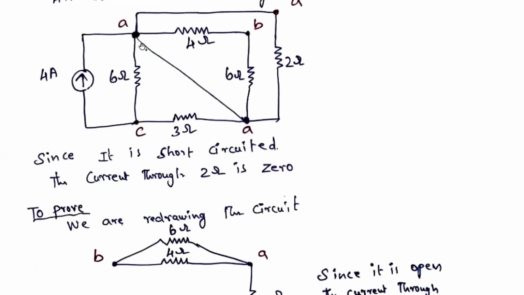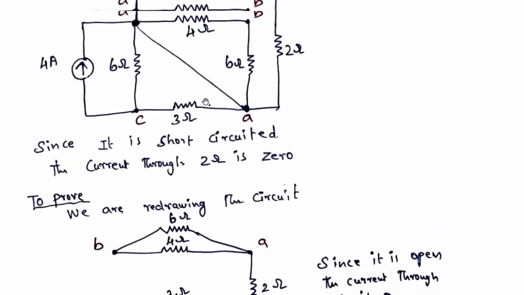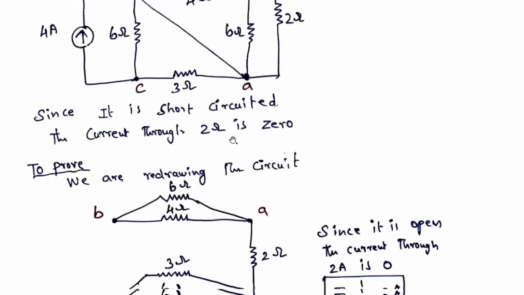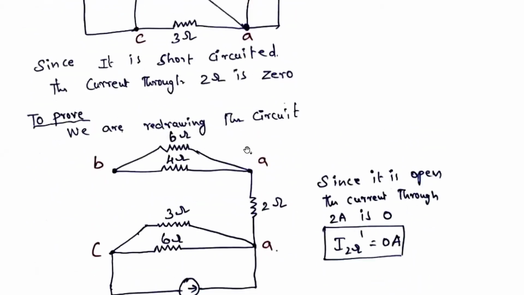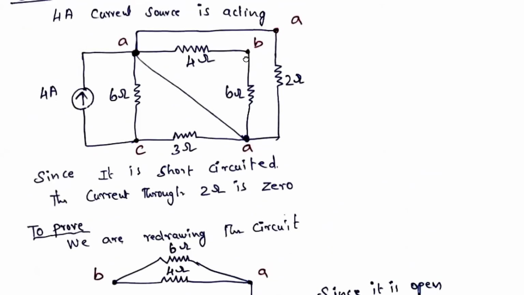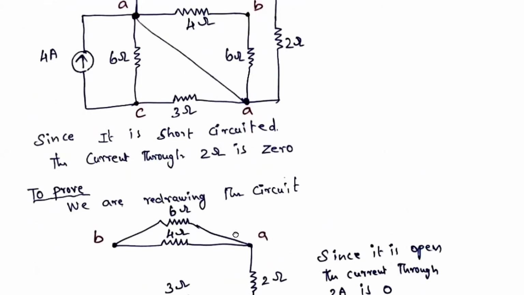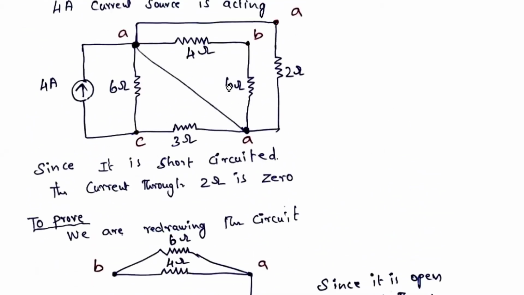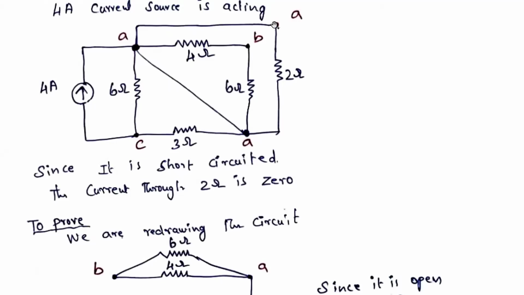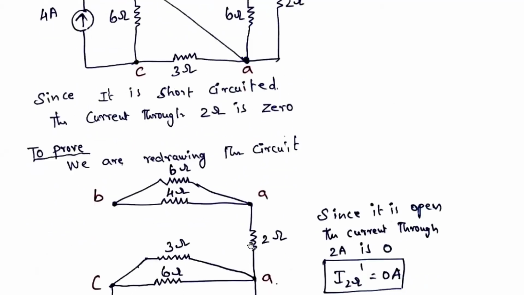So since it is short circuited, the current to 2 ohms is 0. Again, by marking the points, I am redrawing the circuit. Between A and B, you see, 4 ohms is there. Again, between A and B, 6 ohms is there. So 4 ohms is there, and between A and B, 6 ohms is also there. Next, between A and A, you see, this A is there, this A is there. So between A and A, 2 ohms is there. So I am drawing 2 ohms.